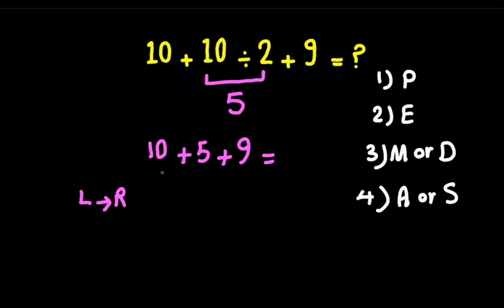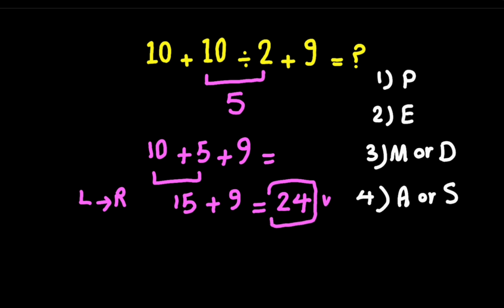Now 10 plus 5 gives us 15. Now 15 plus 9 gives us 24. The right answer is 24.